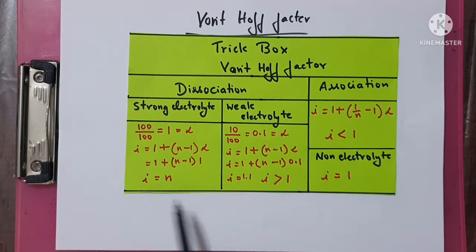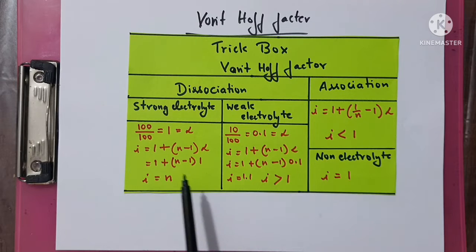This is a very important trick box which helps you solve many questions. What you have to do is try to memorize this trick box. Where a strong electrolyte is present, i is equal to n. If a weak electrolyte is present, then i is greater than 1. If an association example is present, then i is less than 1. If a non-electrolyte is present, for example glucose, then i is equal to 1. Hope you have understood this trick box.